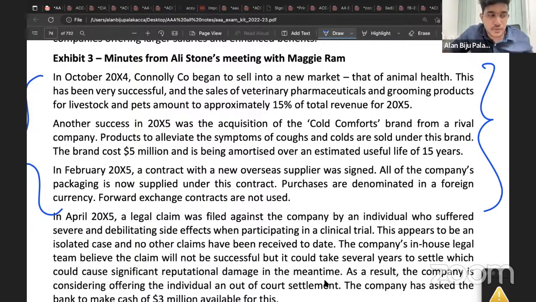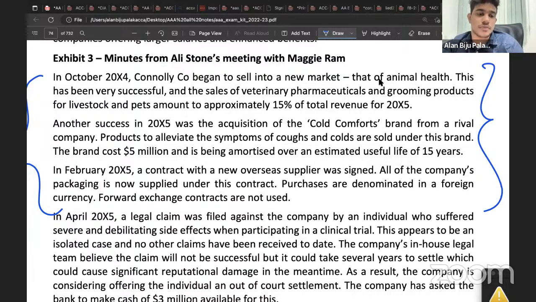In October 2014, Connolly Company began to sell into a new market, that of animal health. This has been very successful, and sales of veterinary, pharmaceutical, and grooming products for livestock and pets amount to approximately 15% of total revenue for 2015. Another success in 2015 was the acquisition of the Cold Comfort brand from a rival company. Products to alleviate the symptoms of cough and cold are sold under this brand. The brand cost $5 million and is being amortized over an estimated useful life of 15 years.